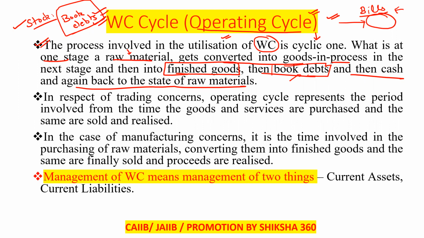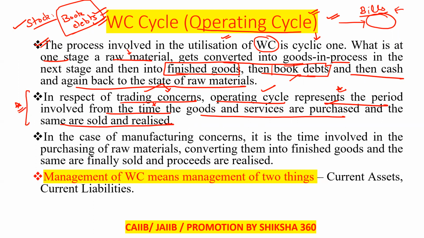In respect of trading concerns, operating cycle represents the period involved from the time the goods and services are purchased and the same are sold and realized. That is basically in the case of a trading concern, the period from the time goods and services are purchased until they are sold and realized.